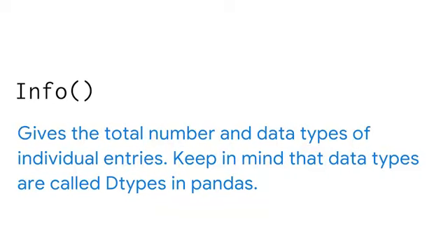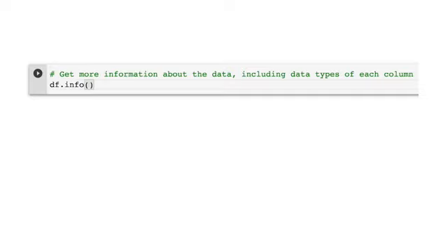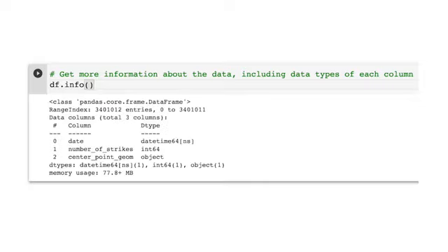We know the number of columns, but we also want to know how many rows of data we'll be working with. Another great EDA discovering tool is the info function. The method called info gives the total number and data types of individual entries. Keep in mind that data types are called dtypes in Pandas. If we type df.info into our notebook and run it, we will get this output.